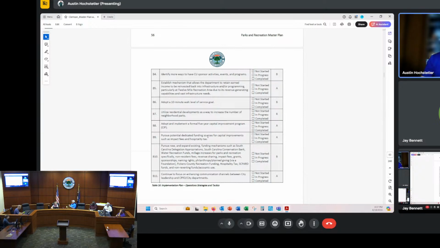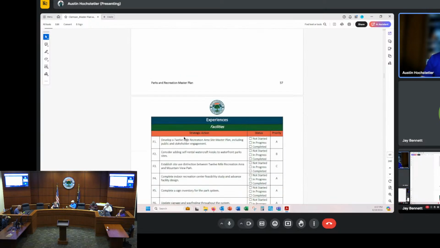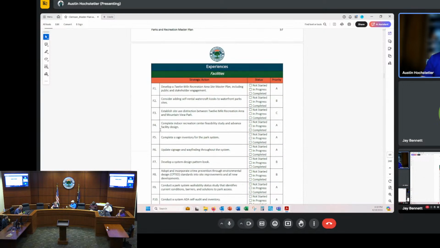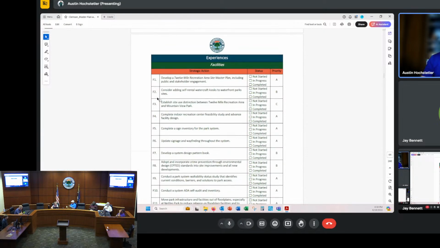Pursue potential dedicated funding sources for capital improvements such as impact fees and hospitality tax. Again, these are discussed in this document. And then experiences broken down into facilities and programs. So this is where you'll see things like develop a 12-mile recreation area site master plan, including public and stakeholder engagement. This master plan that we're doing is a comprehensive system plan.